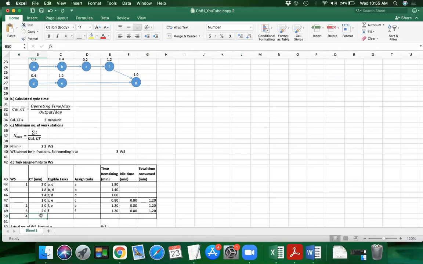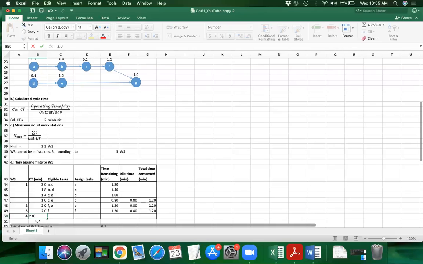Okay, so again, every workstation will have 2 minutes to start with, because that's our calculated cycle time, and this calculated cycle time will vary depending on the problems. So it will not always be 2. Sometimes it could be 3, sometimes it could be in hours and things like that. In this case, it is 2.